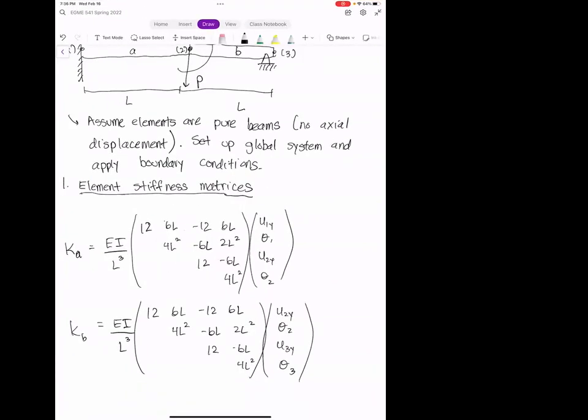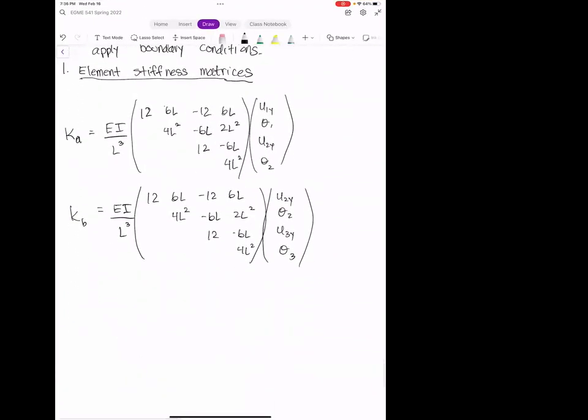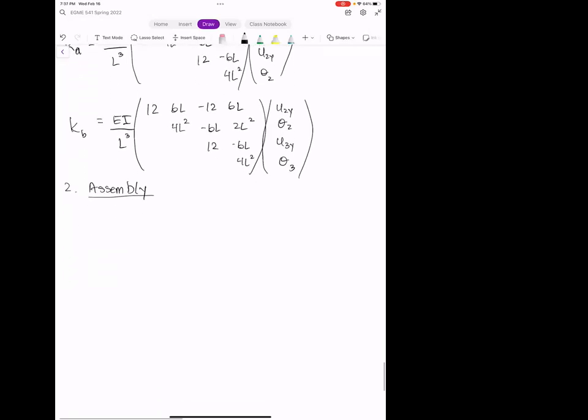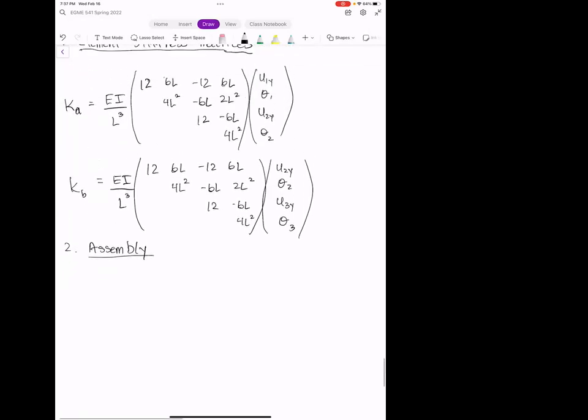Okay. All right. So now that we have the element stiffness matrices, we can go ahead and assemble them. In this case, we have 3 nodes, and since we have 2 degrees of freedom in each node, that means when we assemble everything, it's going to be a 6x6 system.